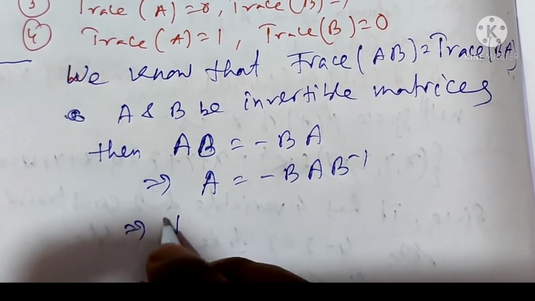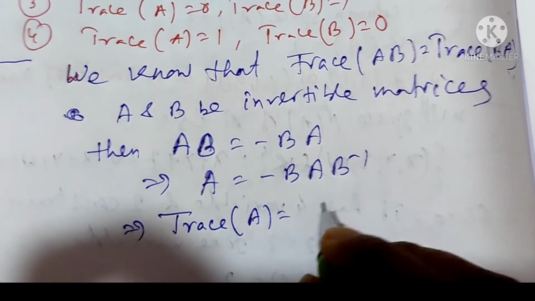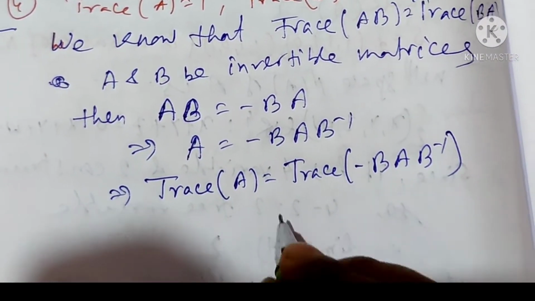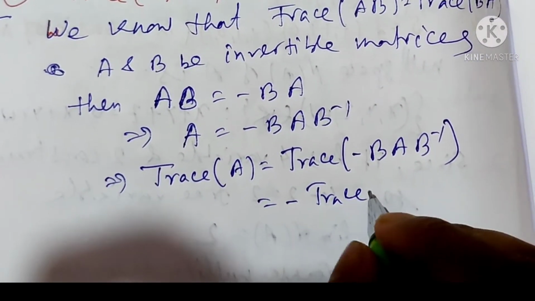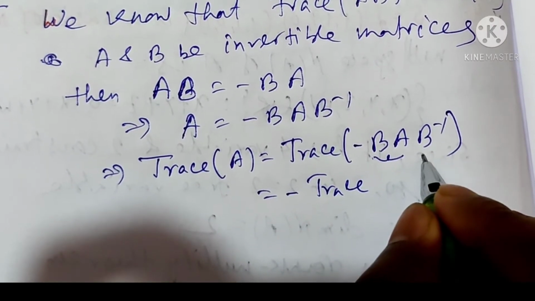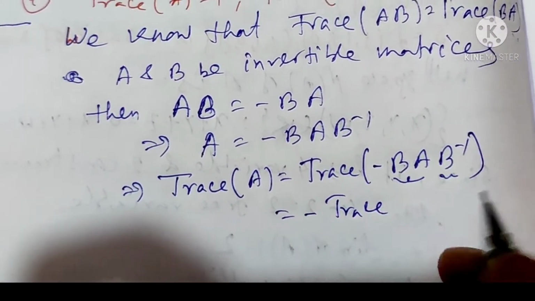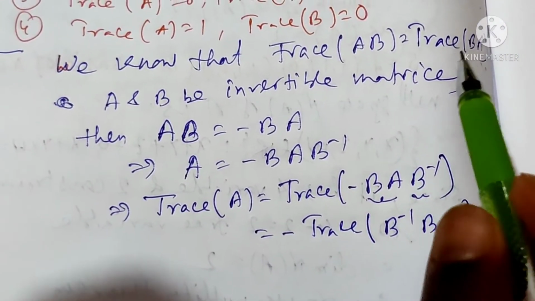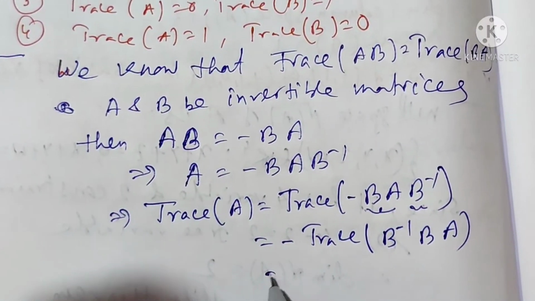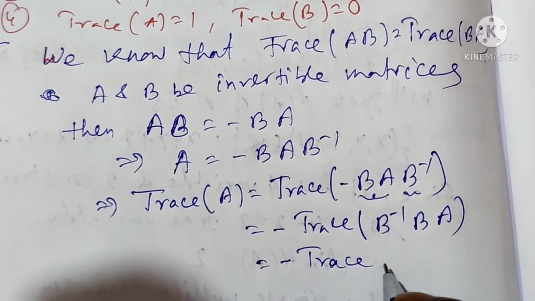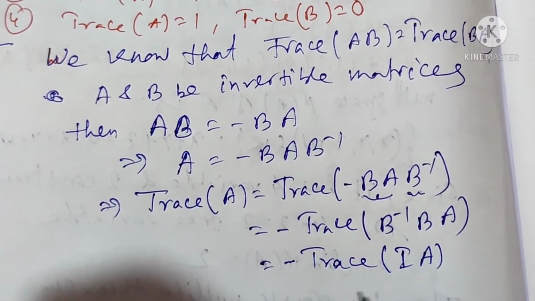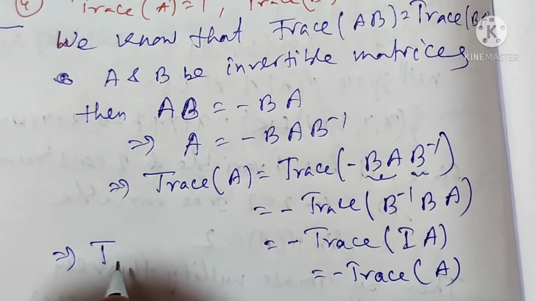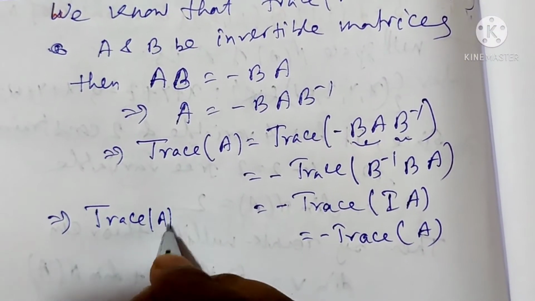which implies trace of A equals trace of minus B A B inverse, that equals minus trace of A, since trace of AB equals trace of BA, that equals minus trace of identity matrix into A, that equals minus trace of A. That implies trace of A equals 0.